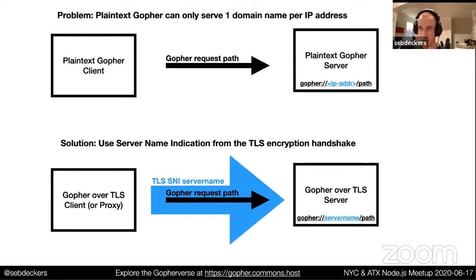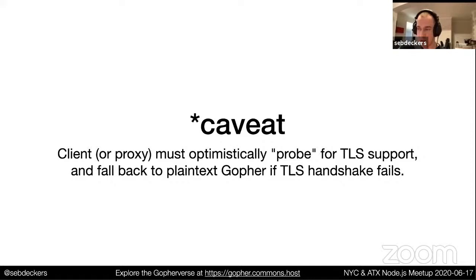Basically what's happening is we've got a plain text Gopher client that's connecting to an IP address, or we've got a Gopher over TLS client that's first doing a TLS connection with the SNI, the server name. Once that's been established, then we do a Gopher request. So the Gopher over TLS server can use that prior information, the SNI server name, to return the Gopher response based on that server name. So we can now do virtual hosting for Gopher, which is kind of a cool thing. Of course, you need to check whether there's TLS support, and if not, you still fall back to traditional Gopher over TCP.